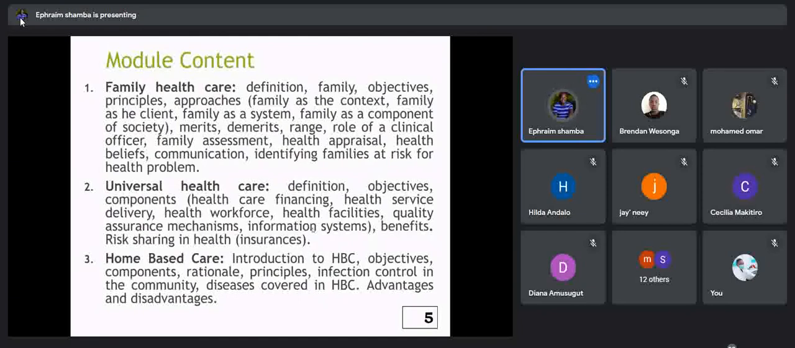Home-based care is still, if you read at the UHC, part of an addendum to UHC, whereby in HPC, we want to understand the objectives of home-based care. How do you do home-based care? You as a clinician, you need to know in Kenya, these home-based care facilities that exist, how do you set up your cell, what are the principles, how is infection control done within a community, how is infection control done when it comes to home-based care, and all these diseases that are covered in HPC, then the advantages and disadvantages of this.